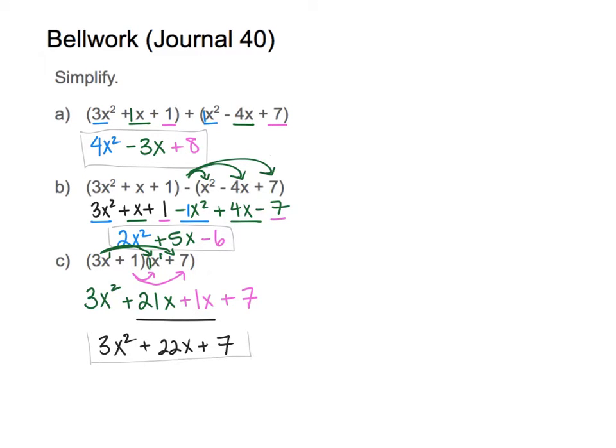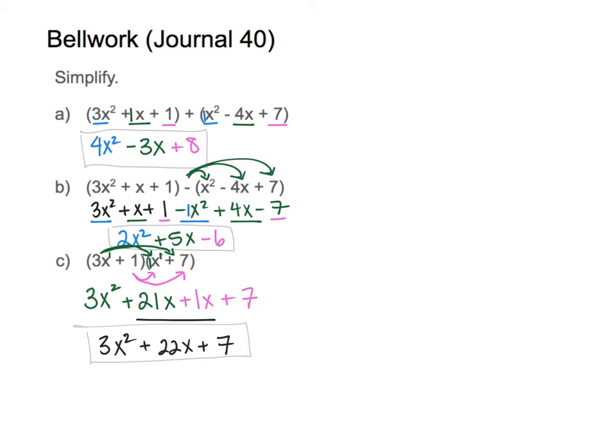And so then this is my final answer because I can't combine any more terms together. All right, I wanted to review these three problems with you guys because these skills are very important and will translate into the problems that we're going to be doing in second semester.